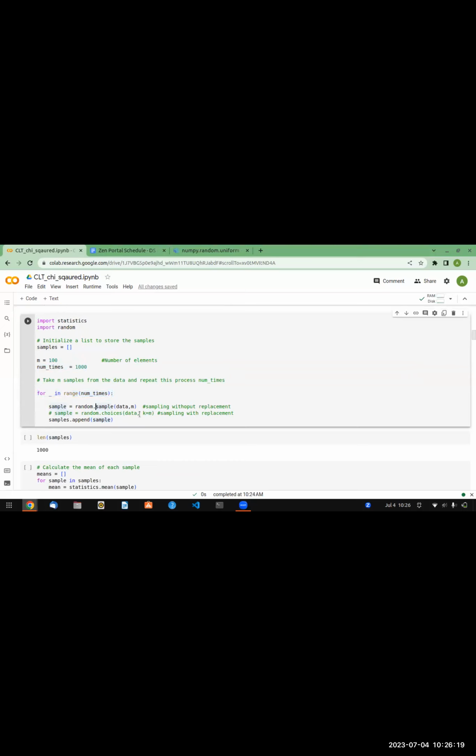To take a sample, there are two choices. There is a library called random. Random, numpy, statistics, these are very useful libraries to deal with statistical approaches. There is a function called random.sample. Actually, two functions: random.sample and random.choices. Both have their own consequences. There is a concept called sampling without replacement and sampling with replacement. Can you try to understand what these two terms are? What do we mean by sampling without replacement?